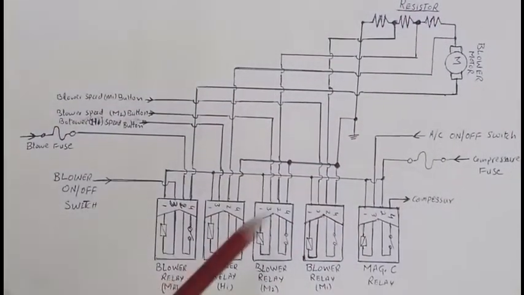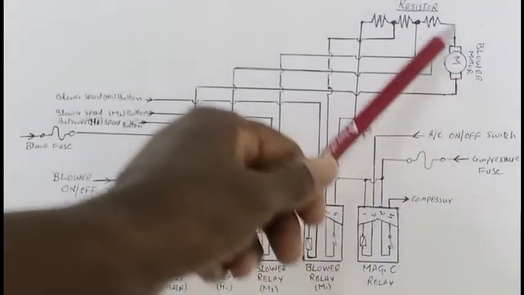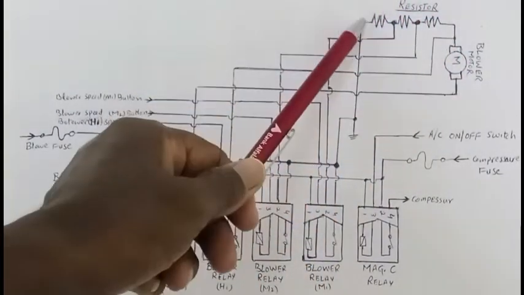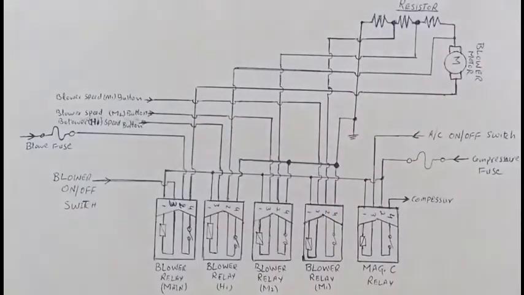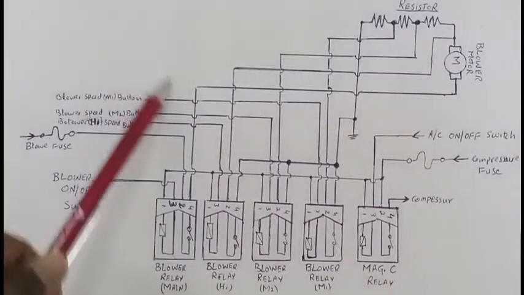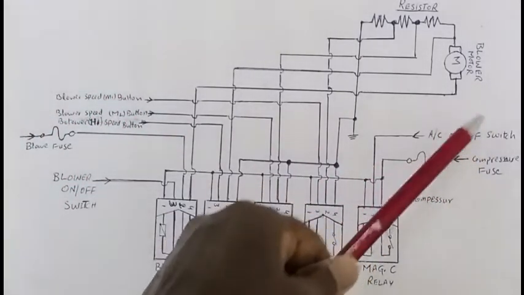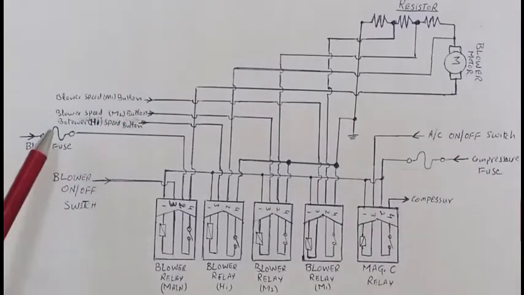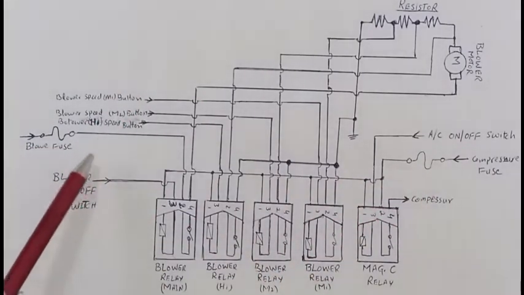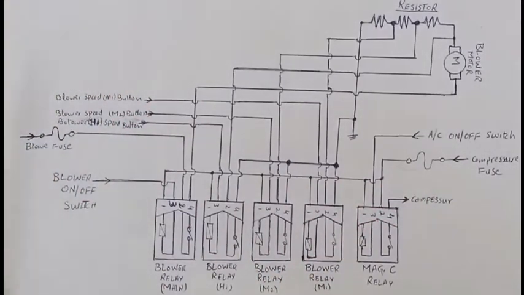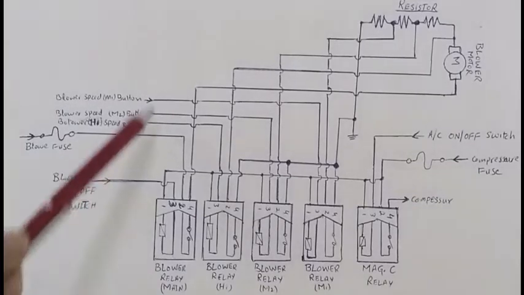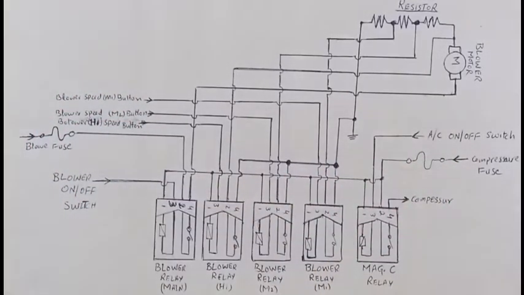So in this circuit, you can see this is a blower motor. This one is a resistor which controls the speed of this motor, and these are all the relays, and these are the switches. This one is also a switch. These switches and these two fuses are connected to the control unit. So you can see this is a control unit. This relay is for the AC compressor.